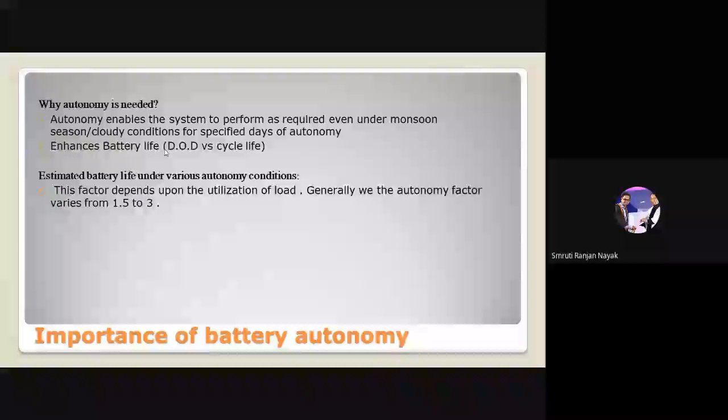So why is autonomy needed? Autonomy enables the system to perform as required even in monsoon season and cloudy conditions for the specified days of autonomy. It also enhances battery life, that is the depth of discharge versus life cycle. Next, importantly, is the estimated battery life under various autonomy conditions. Generally, the autonomy factor varies from 1.5 to 3, that is 1.5 days to 3 days, depending upon the load factor.